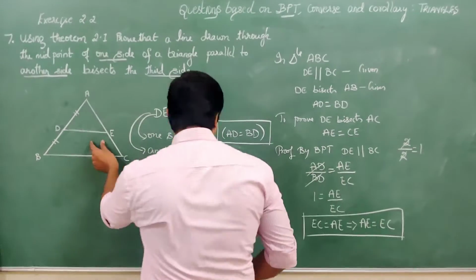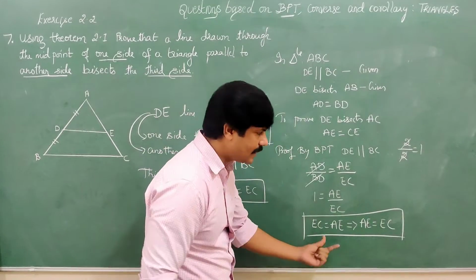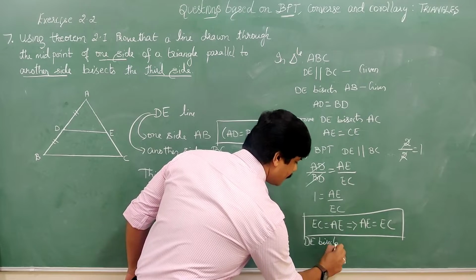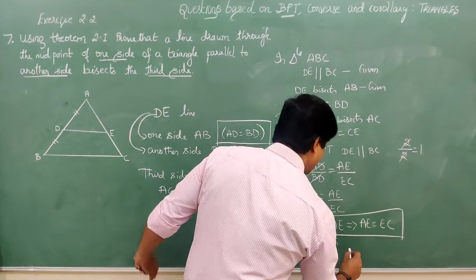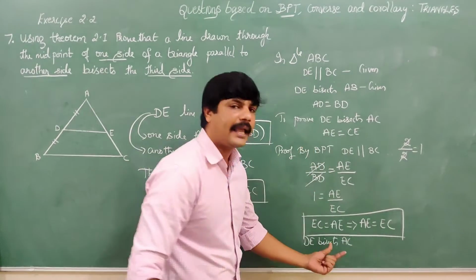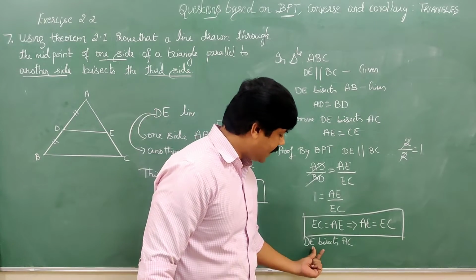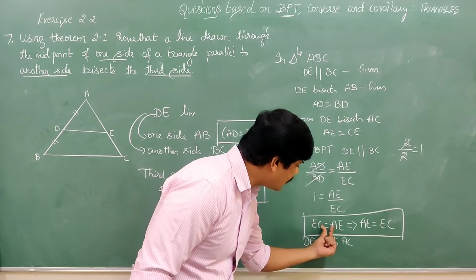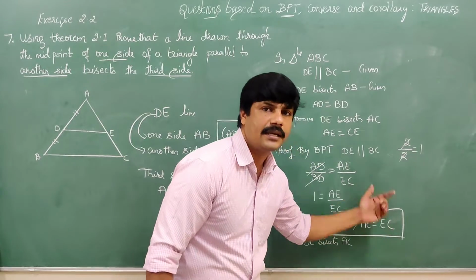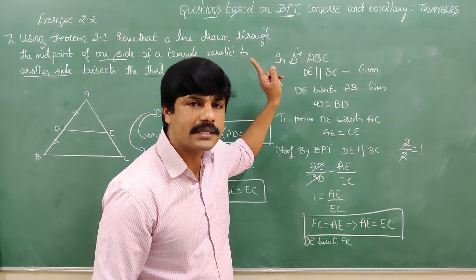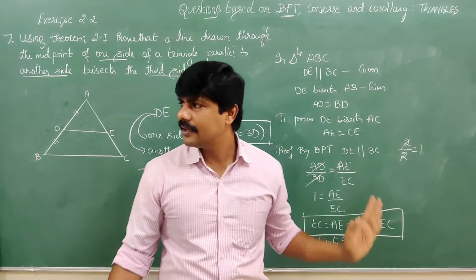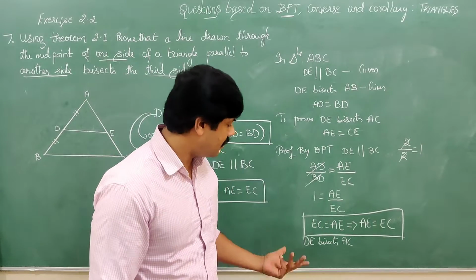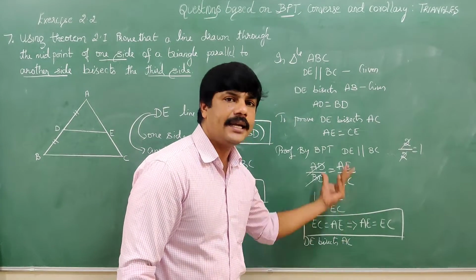That means DE bisects AC. DE bisects the side AC. How? Because we have got EC is equal to AE, or AE is equal to EC, by using the basic proportionality theorem. You understand? It's very easy. Just use your common sense, then automatically everything will be cleared up. DE bisects AC is proven.